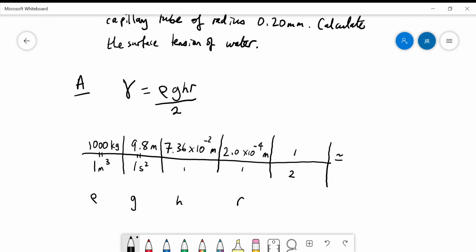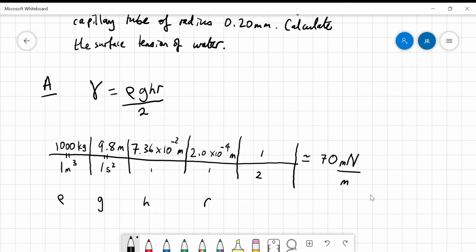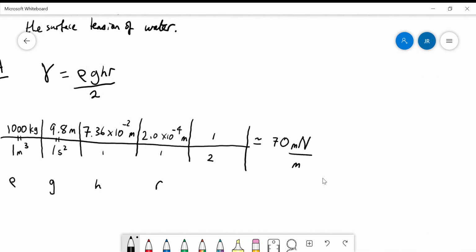And if you run this through, this would roughly give me 70 millinewton per meter, where recall from your physics classes that a Newton is a kilogram meter per second squared.